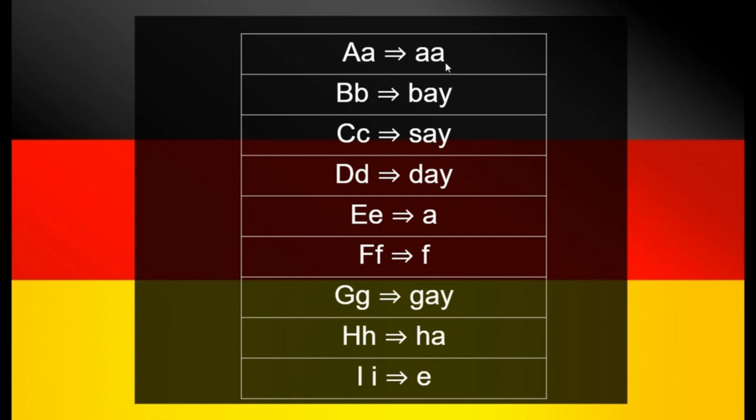A is pronounced as A, B as B, C as C, D as D. That means A, B, C, D. E is pronounced as A. F is pronounced as F. G as G. H as H. I as E. So that means A, F, G, H, E. Let's repeat once again. A, B, C, D, A, F, G, H, E.